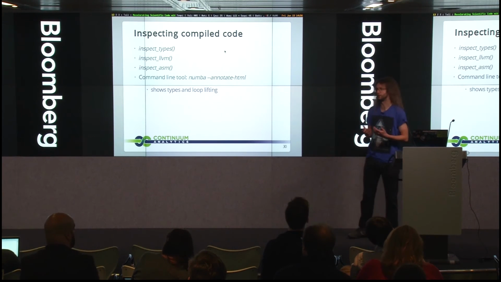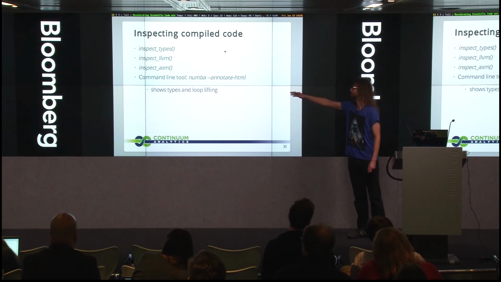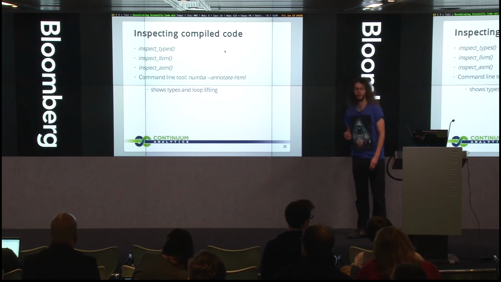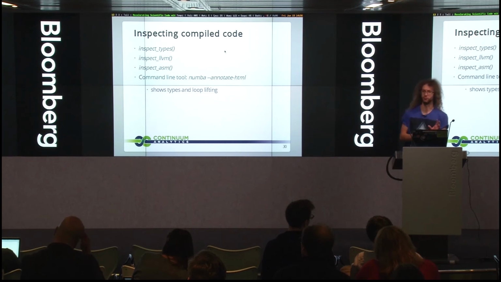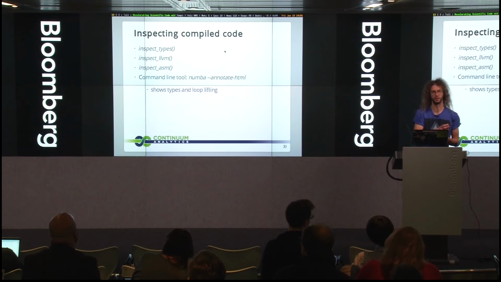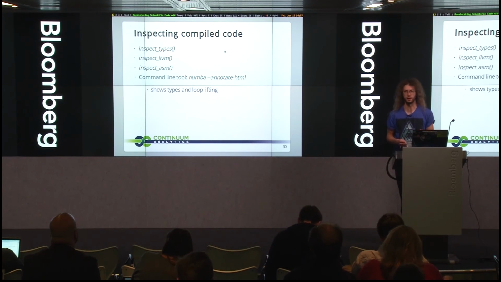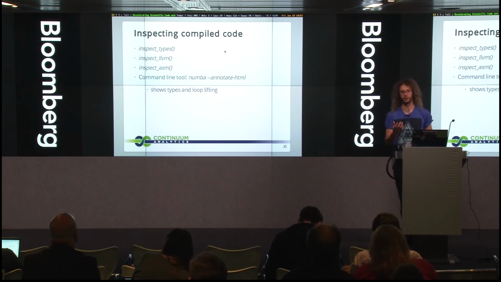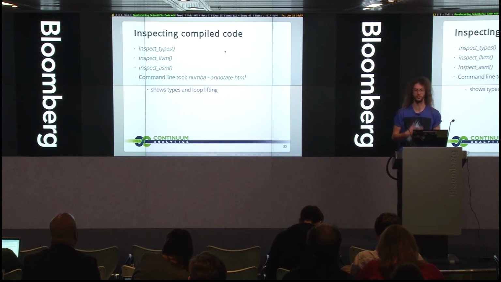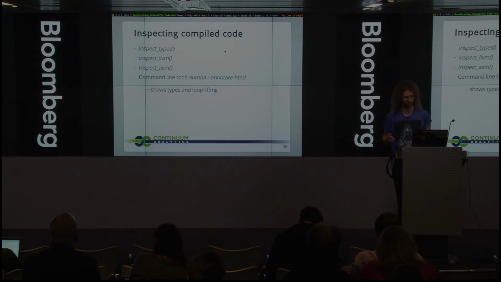Something that I find is quite a useful tool is the Numba command line tool, which you can use to generate an annotated HTML file containing your source code. And it will also annotate it with the Numba intermediate representation and the type of everything inside the function. Any types that are bad for nopython mode, it will highlight in red so you can see what you might need to change. And if there's any loop lifting going on in object mode, then it will highlight those loops in green so you can see where that's happening as well.